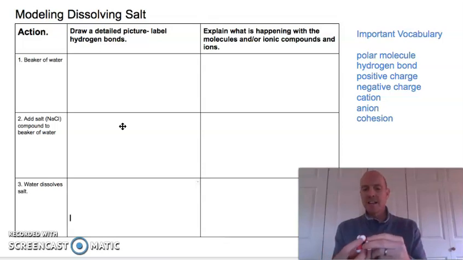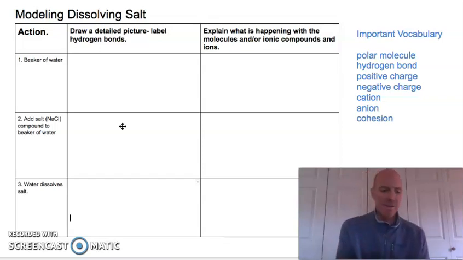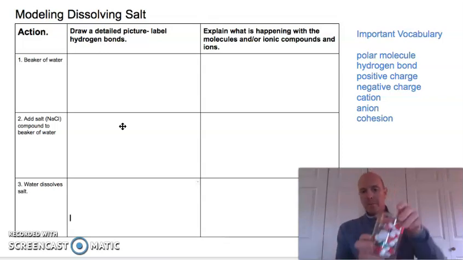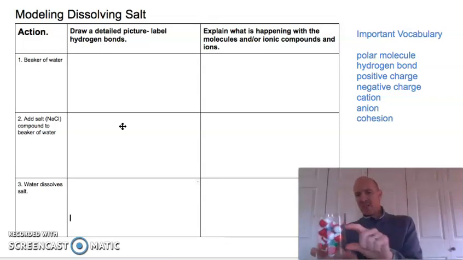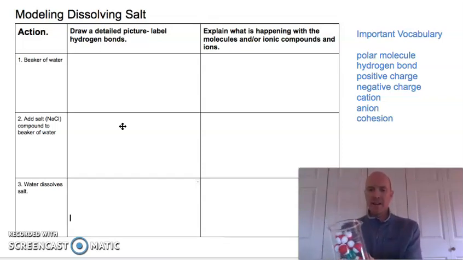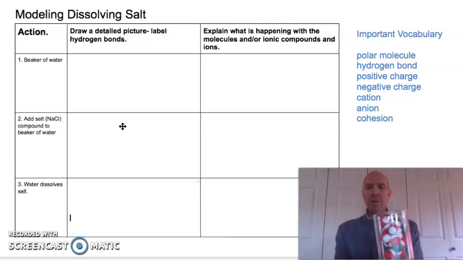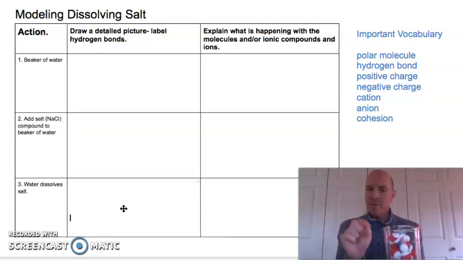Some things like sand are full of ionic compounds, but if you put sand in a glass of water, it doesn't dissolve. Why not? Because the ionic bond between the sand ions was stronger than the pull of the water. But in this case, you can see the water has totally separated the ions, the sodium ions and the chloride ions. So do your best to draw a picture of that here. And it's a hydrogen bond that forms between the water and the ions.